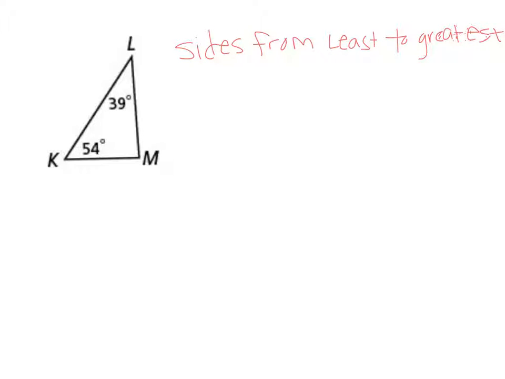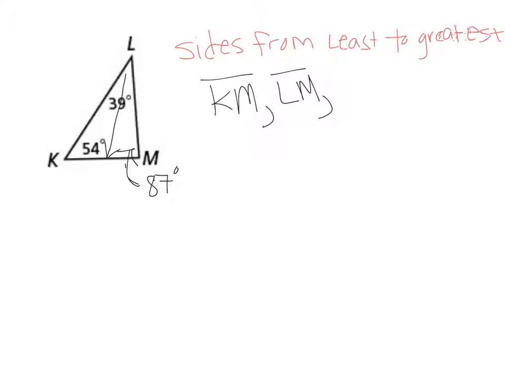Here we have to list the sides from least to greatest. So for this missing angle M, if you use the triangle sum theorem, it comes out as 87 degrees. The angles have to add to 180. And then from there, you're going to look at the smallest angle, which is 39 degrees. So the side opposite that is KM, and you should write that out as segment KM, comma. Then the next side length would be LM, and after that, the longest across from 87 is KL.